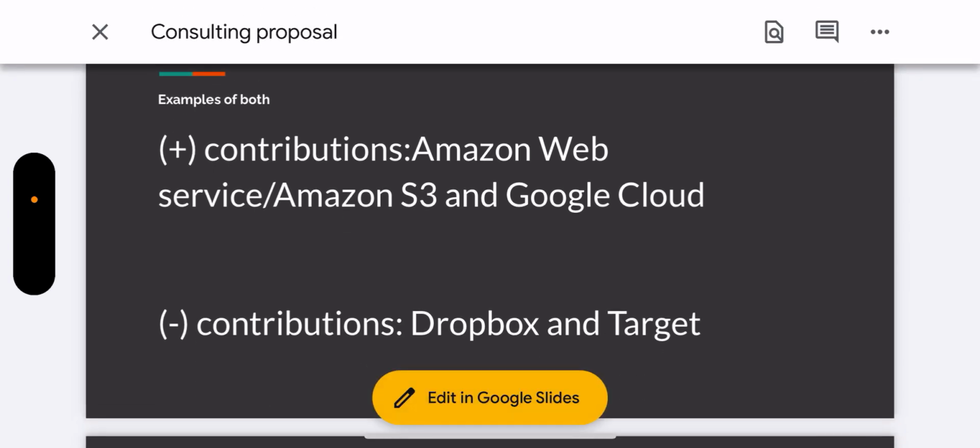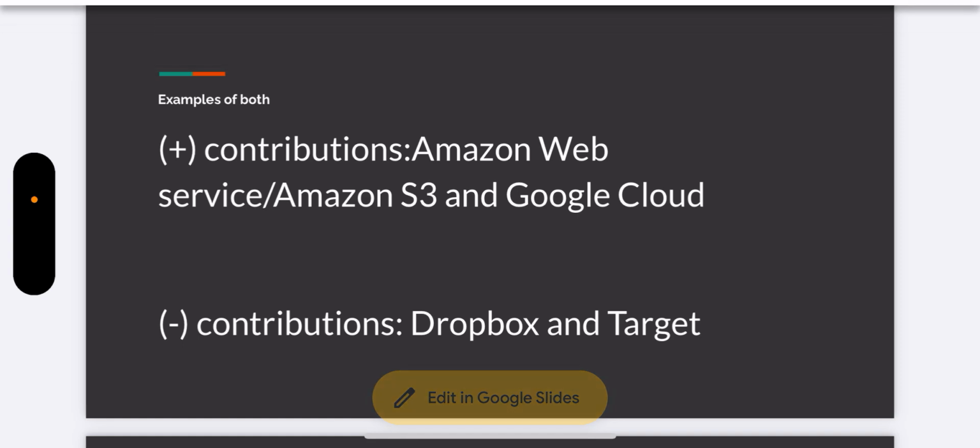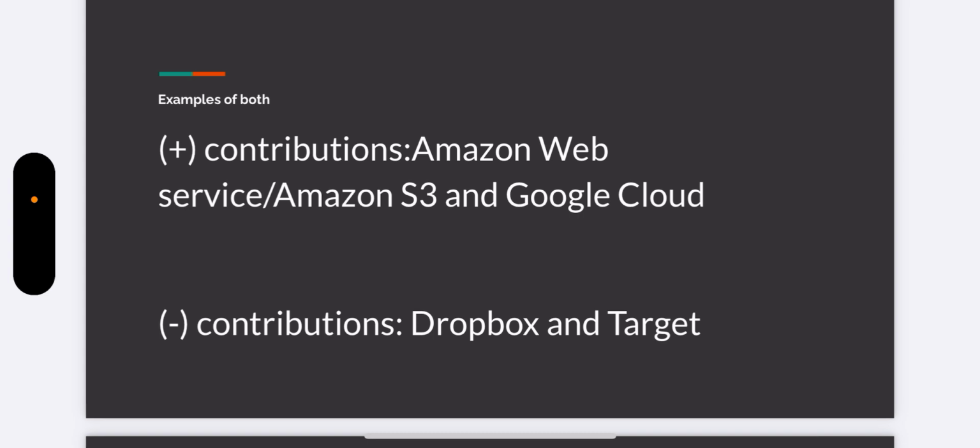And then Dropbox and Target are some negative contributions that cloud computing has had on them. Target had a huge breach of personal information, and it has been negatively impacting them ever since. For them to not utilize more modern cloud computing and management information systems that are provided has also been a negative impact on them.